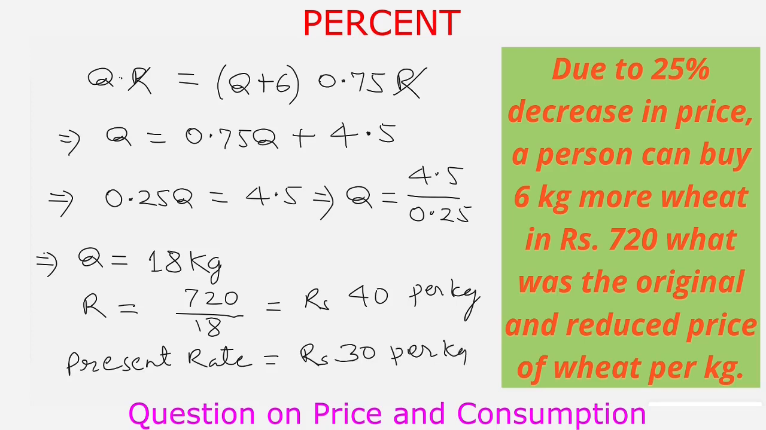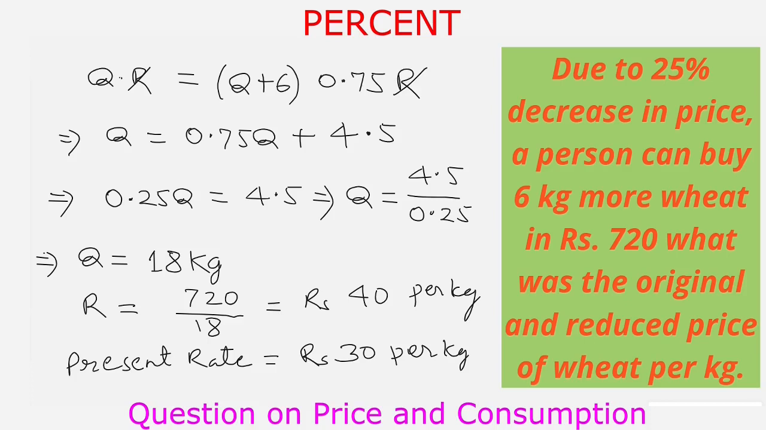We can verify our answer. Earlier we were getting 720 divided by 40, that is 18 kg. Now with the rate as rupees 30, 720 divided by 30, we get 24 kg. Thus we are getting 6 kg more as given in the question. This way we can verify our answer.